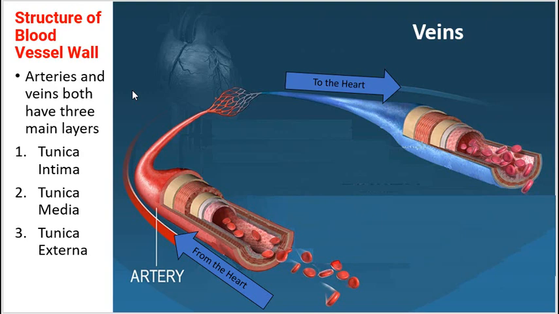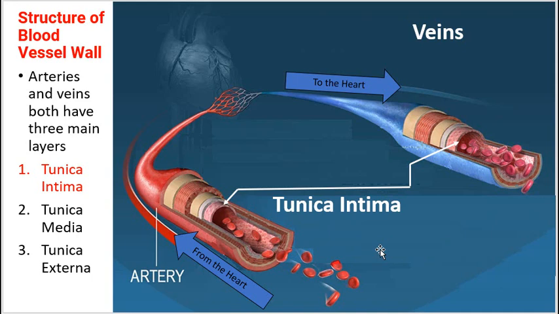Both arteries and veins basically consist of three layers, or three main tunicas, and those are tunica intima, tunica media, and tunica externa. So tunica intima is the inner layer. That inner layer is this tiny layer that you see inside. This is the layer that actually touches the blood. This is the innermost layer.